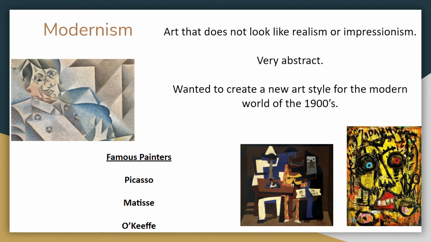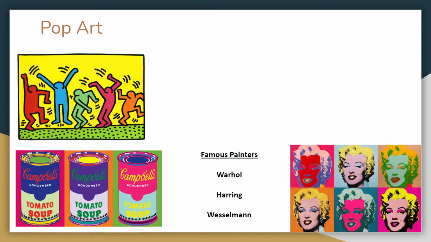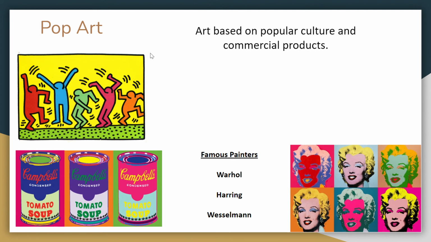Okay, so let's get to the last style we have here. If it will load. Okay, there we go. It is pop art, right? Pop art. So it is art based on popular culture and commercial products, right? Commercial products just means something you can buy in a store. Food, toys, electronics, anything you can buy in a store is a commercial product.